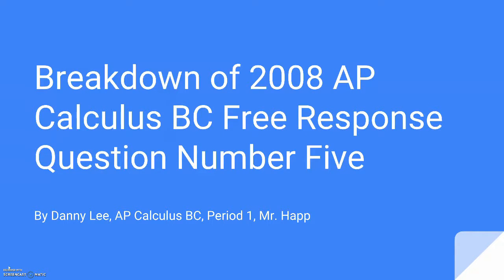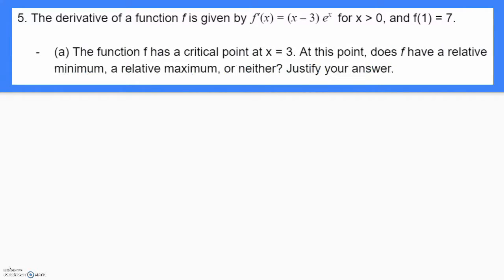BC free response question number 5. The derivative of a function f is given by f prime of x is equal to (x minus 3) times e to the x for x greater than 0, and f of 1 is equal to 7. So this free response question is fairly simple. All you have to do is find the relative maximum, minimum, to see if it increases or decreases at a certain interval, its concavity, and its integral, and stuff like that.